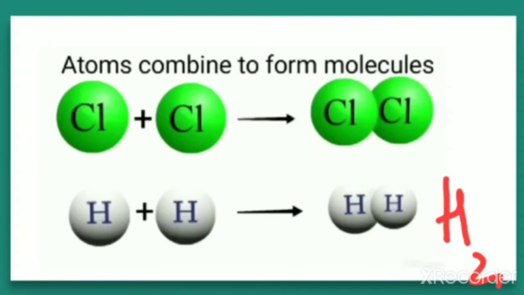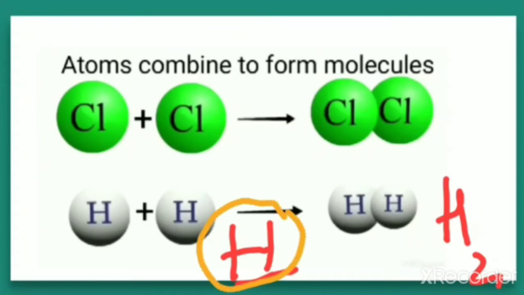But the hydrogen atom is represented by the symbol H. So from this it is clear why we write only H here: because H is the atom, H2 is the molecule. We can say that two atoms of hydrogen combine to form a molecule.